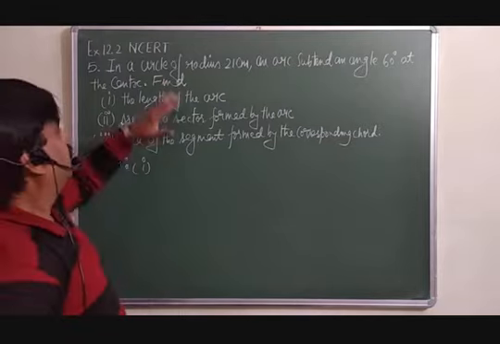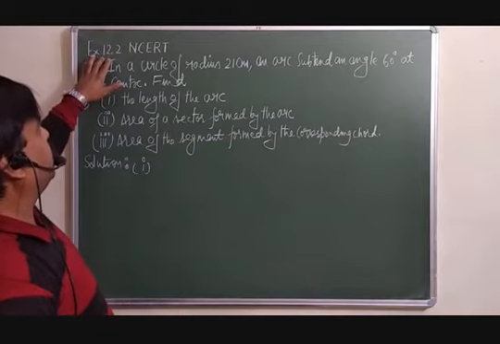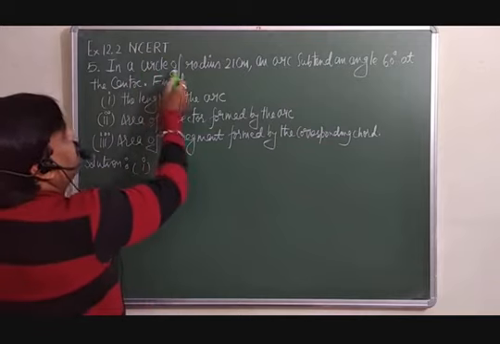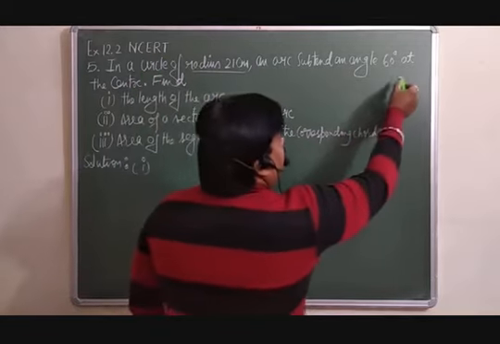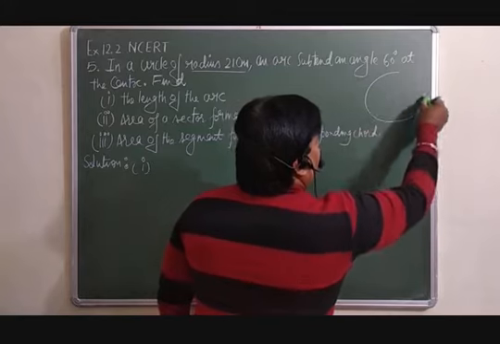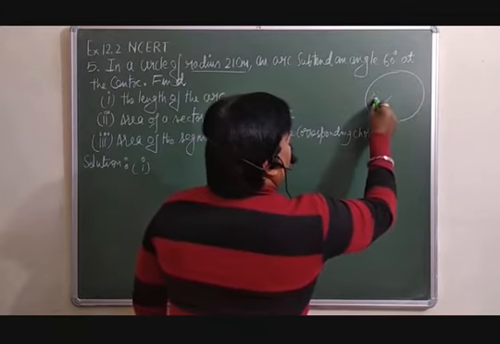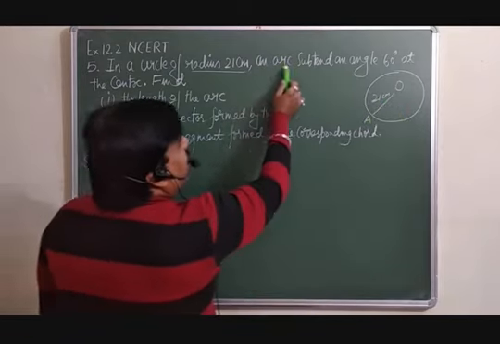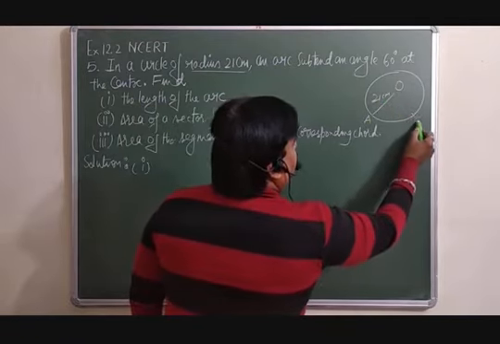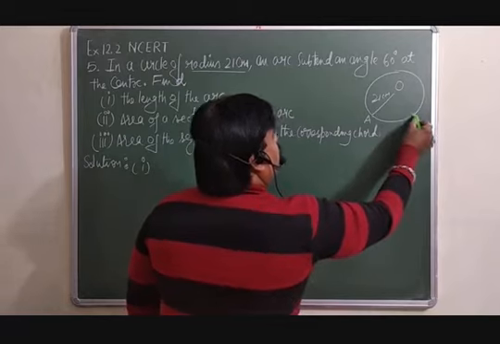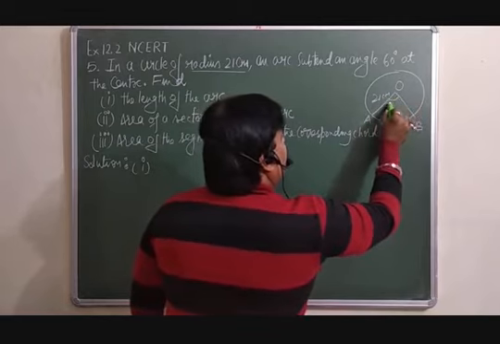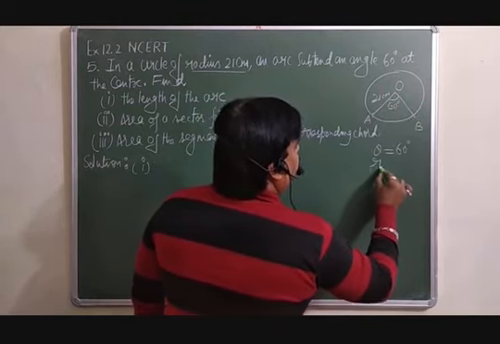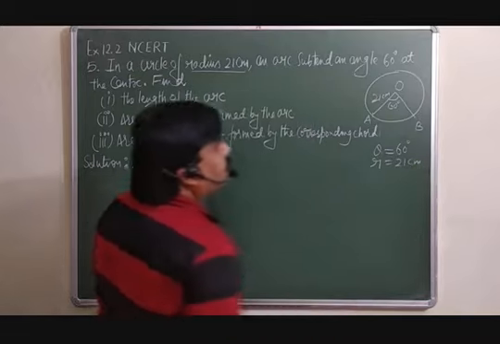Okay, now this is your question number 5 from your NCERT book, exercise 12.2. The question says, in a circle of radius 21 centimeter, with center O, there is an arc, you can say arc AB, which subtends a 60 degree angle. That is theta, the central angle, equal to 60 degrees, and the radius is given as 21 centimeter. This is the information given.